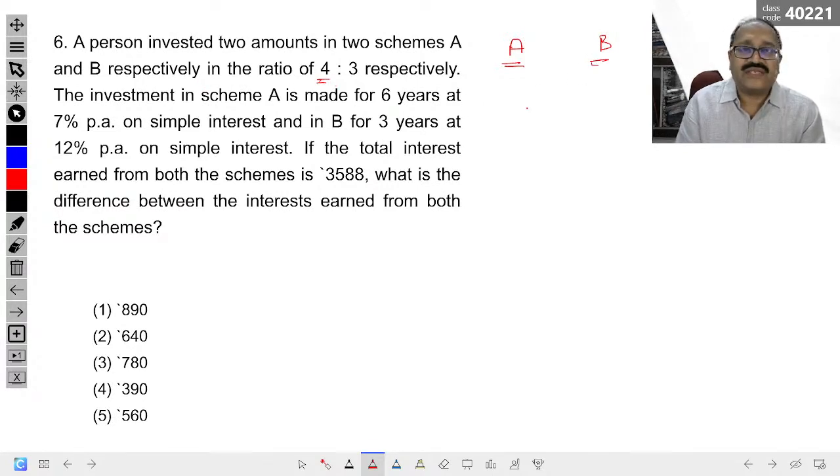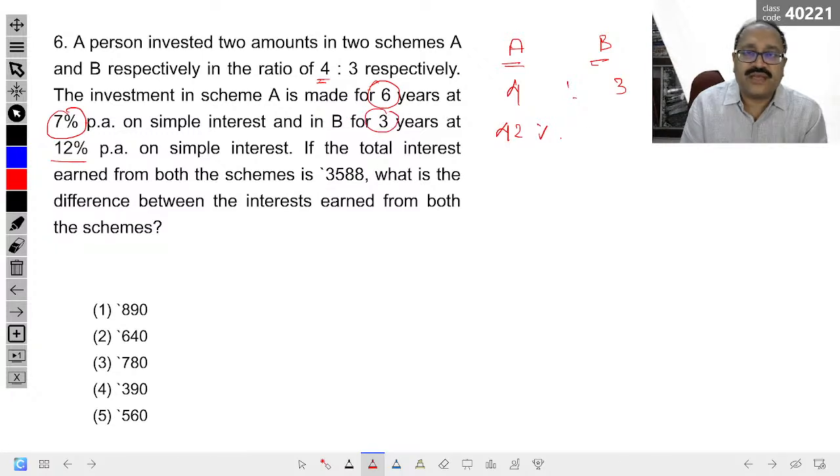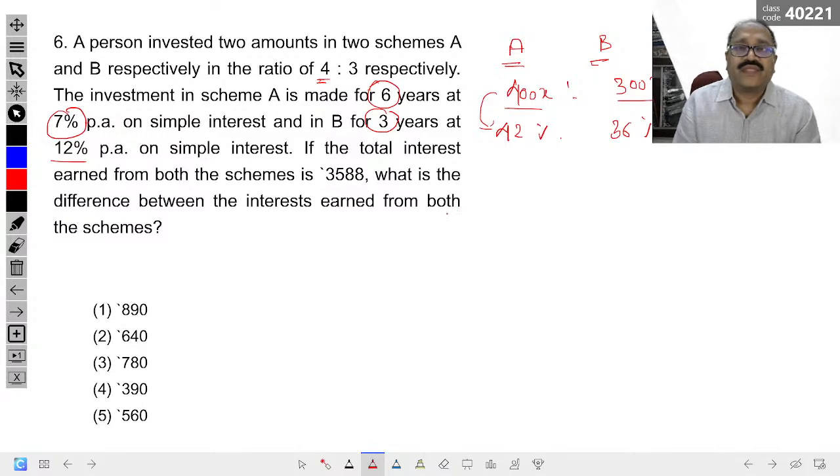So here the money invested in these two schemes is 4:3. The first one, scheme A, is for 6 years at 7% per annum. So 6 times 7 is 42, so here it is 42%. Whereas in the second one, 12% per annum for 3 years, here it is 36%. I considered this as 400x and 300x instead of 4x and 3x, because it will be easy for my calculation. Even if you consider 4x and 3x, you can still answer the question, but for calculation convenience I did this.